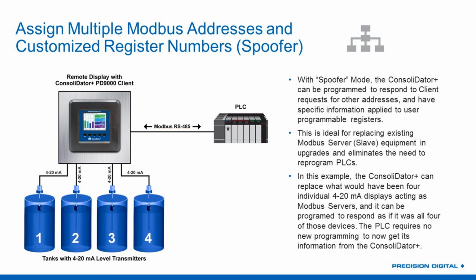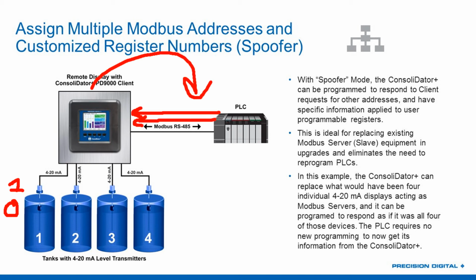Well, instead of having the PLC reprogrammed, we're going to use the spoofer mode and the Consolidator Plus, so that whenever the PLC asks the Consolidator for address 1, register 0, the Consolidator Plus is going to respond with the level that corresponds to that transmitter. So when the PLC asks for address 2, register 0, the Consolidator Plus is going to say, hey, I respond to address 2. And when you ask for me for register 0, I respond with the appropriate level from that transmitter. So it's a way to let the Consolidator replace existing Modbus devices invisibly to the PLC.